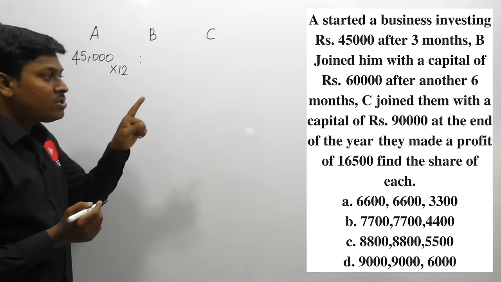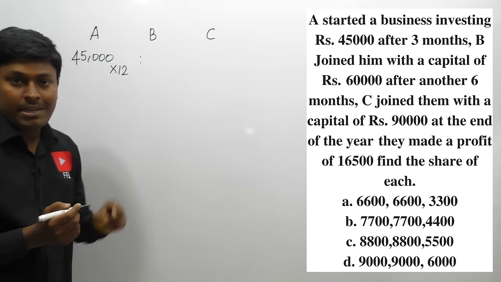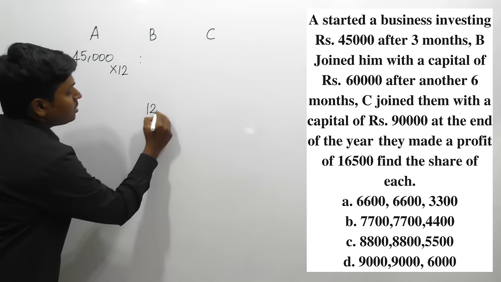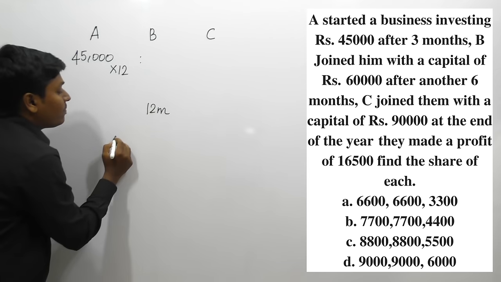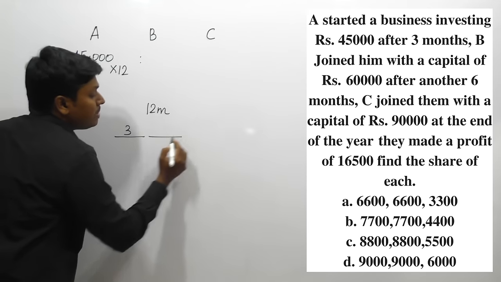So friends, B joined him with the capital of 60,000, but he joined after 3 months. After 3 months only the person B joined. Listen here friends, we know that the total will be 12 months, right? So in the first 3 months B was not in the business. After 3 months only the person B joined in the business.